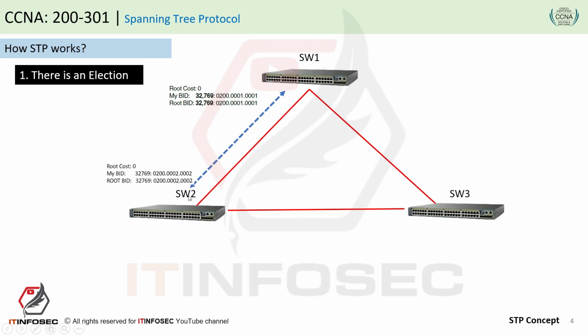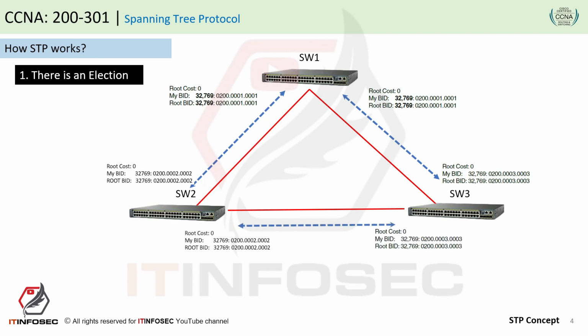So SW1 says SW3 is better than me, because its MAC address has a lower value than my MAC address. Exactly the same thing happens between SW1 and SW3, and also between SW2 and SW3.